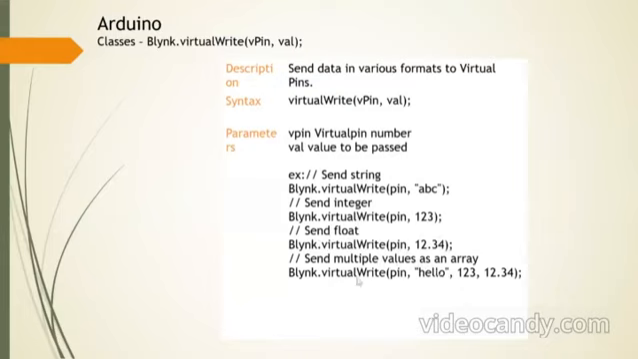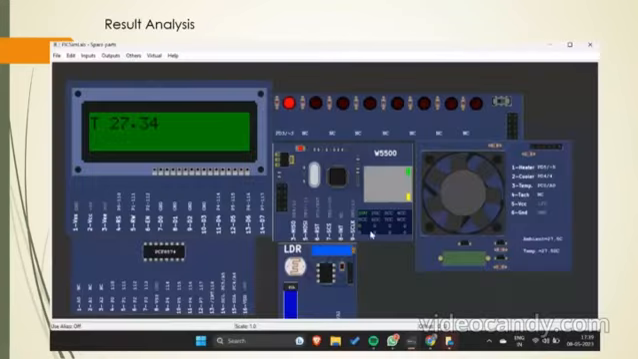If you want to send multiple values, we can consider hello, 123, 12.34. These are all the data types we will be including here. So this is the major virtual write, the command, and this is the syntax we need to take care of. When we come to the result analysis, we'll go through it part by part.